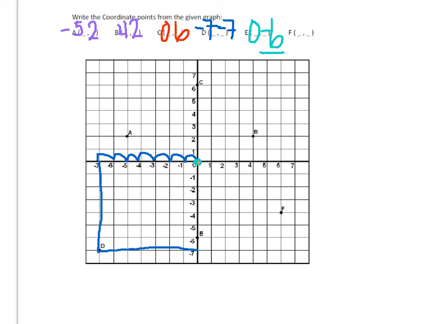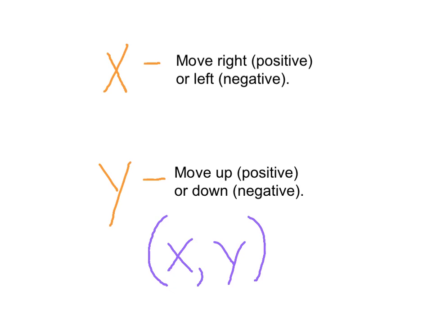For letter F, you start at the origin again. This time you're going to go right, which is positive numbers, so your x is going to be positive. You can see that you went over to the 6th line. And then you're going to go down, which means negative. And you can see that you went down to the -4 line. So your coordinate point is 6, -4.